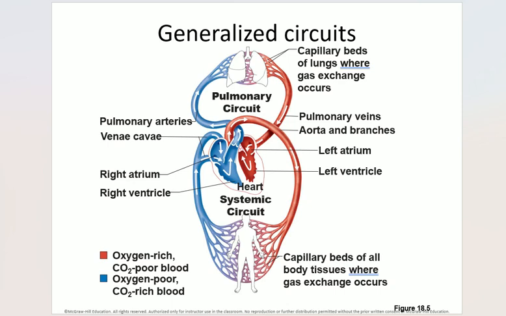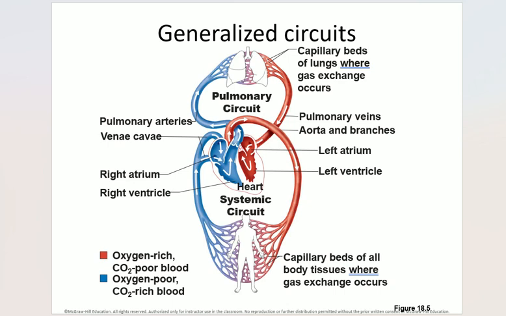All right, so generalized circuits. Remember the rule of thumb: arteries go away from the heart and veins go to the heart, right? So how does blood flow through this whole thing? What direction and where? This is something to really, really pay attention to. You will have to trace a drop of blood through the heart on your exam, whether that's in lab or in lecture.